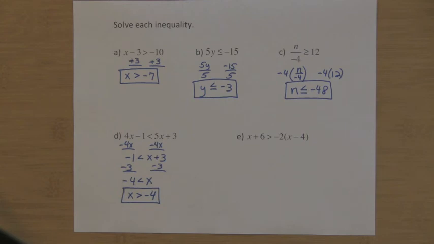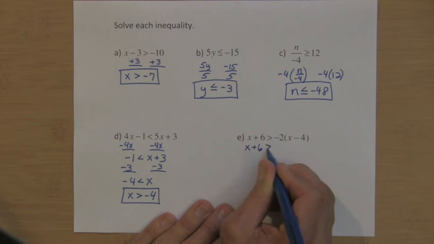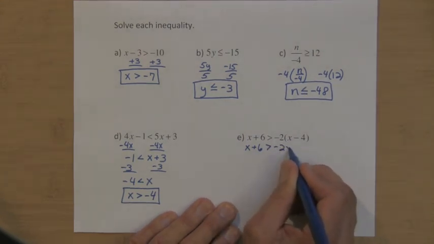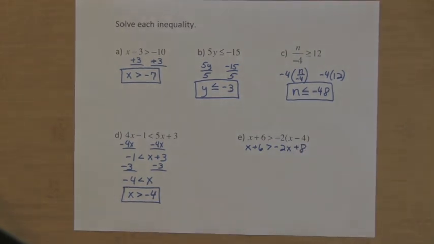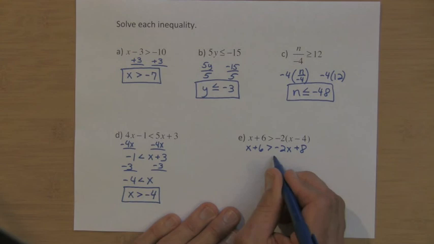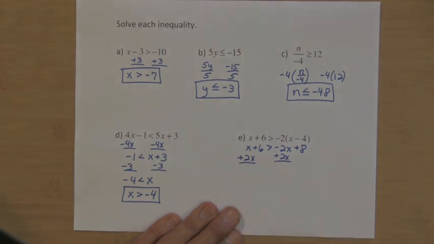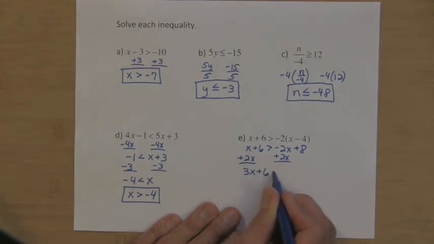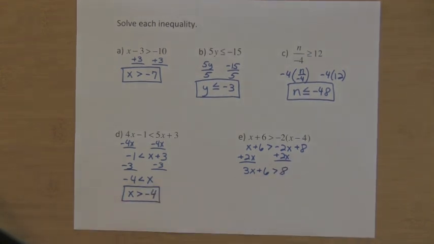Last one, letter E. There's parentheses to take care of first, so rewrite the problem without parentheses. So copy everything down except for this becomes -2 times x, which is -2x, and -2 times a -4 is an 8. So plus 8. Now I want to get all the x's to one side. I'm going to add 2x to both sides, instead of subtracting x from both sides, that keeps a positive number in front of the x. X and 2x is 3x, plus 6 is greater than, and this has 8. No change in the sign from adding.